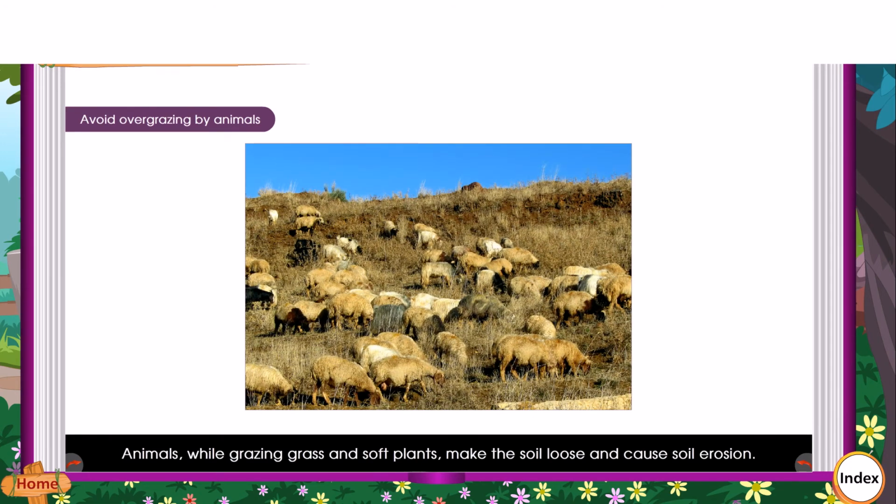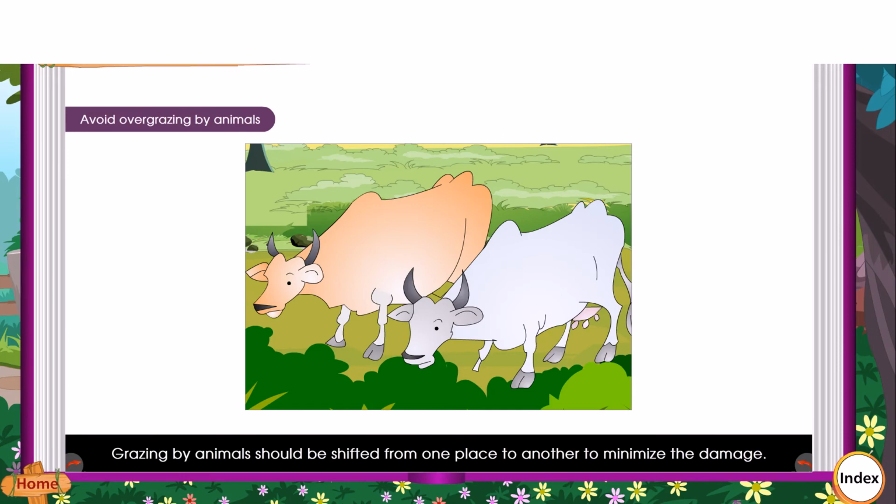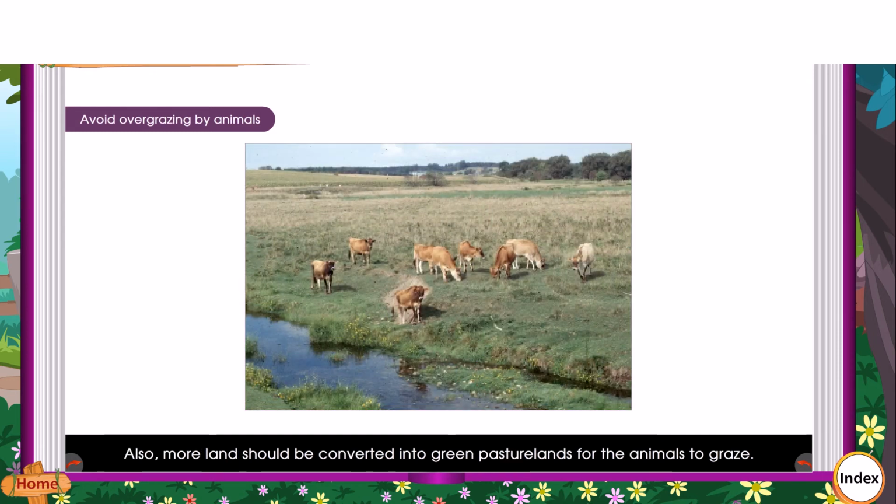Avoid overgrazing by animals. Animals, while grazing grass and soft plants, make the soil loose and cause soil erosion. Grazing by animals should be shifted from one place to another to minimize the damage. Also, more land should be converted into green pasture land for the animals to graze.